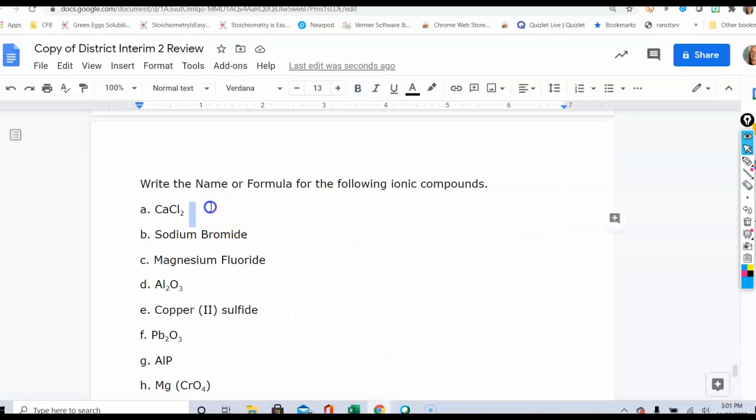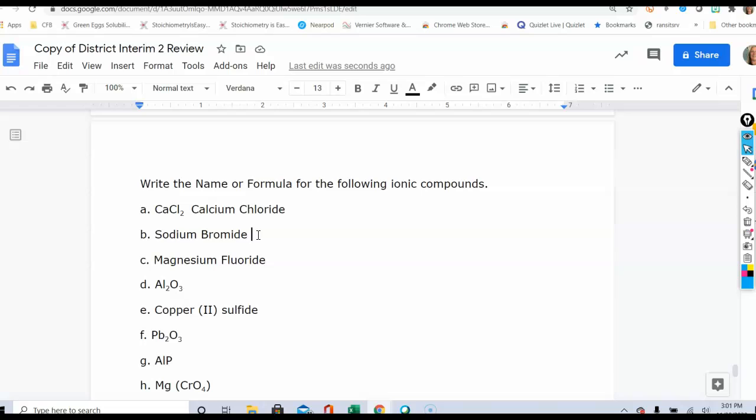Okay, so for this final part, we're just going to run through all of the different things that we can name or write the formulas of. So I have CaCl2, which is calcium chloride. Notice that I did not name it with Roman numerals because it is not a transition metal, and I did not name it with an ATE or ITE, because it is not a polyatomic.